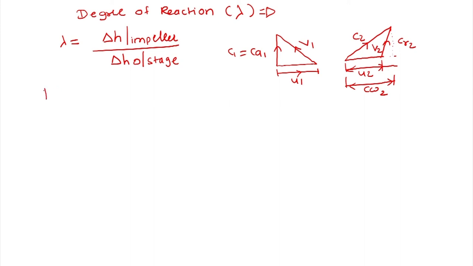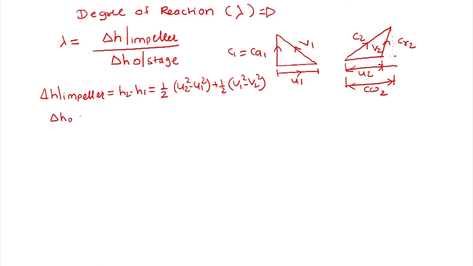First, we will have delta H impeller equal to H2 minus H1, and this we know from the Euler turbine equation or turbomachinery equation is equal to half U2 square minus U1 square plus half V1 square minus V2 square. Knowing this, we can make use of it to put in the expression for degree of reaction.